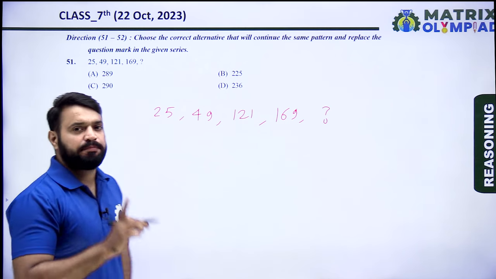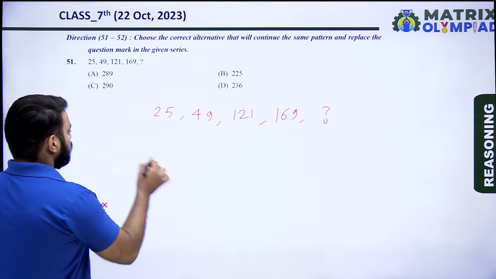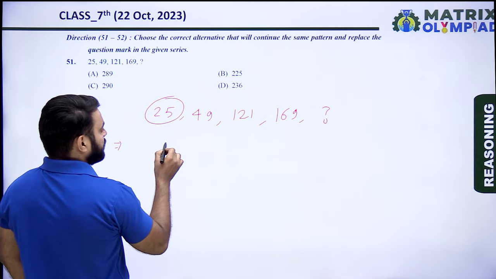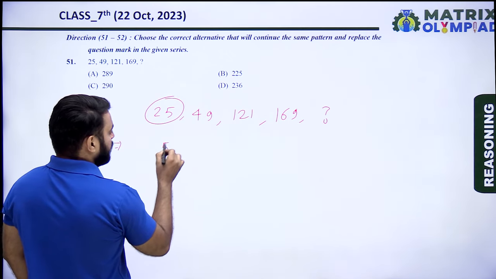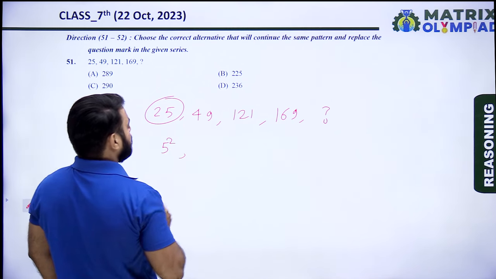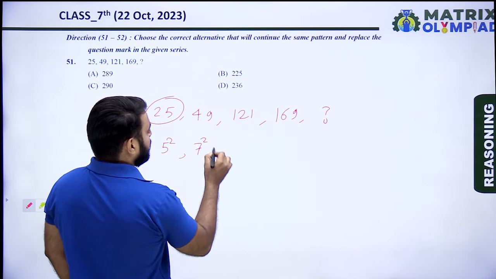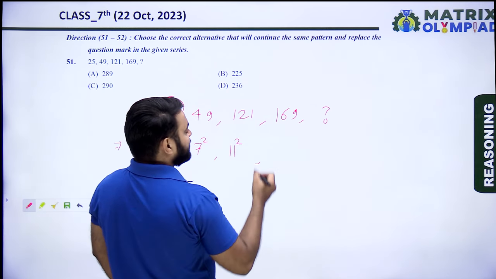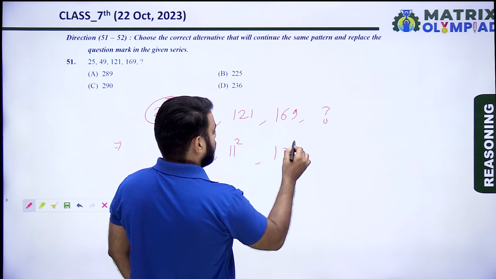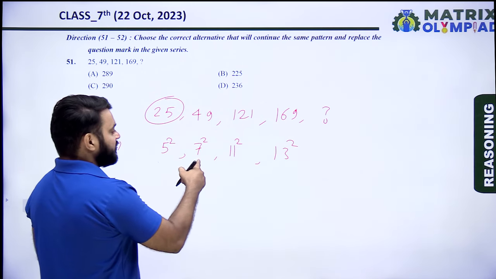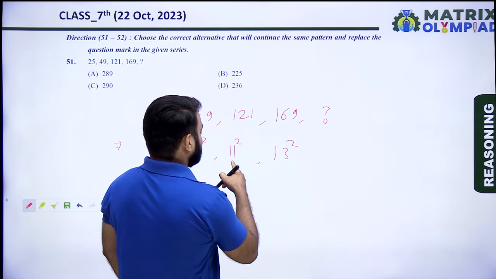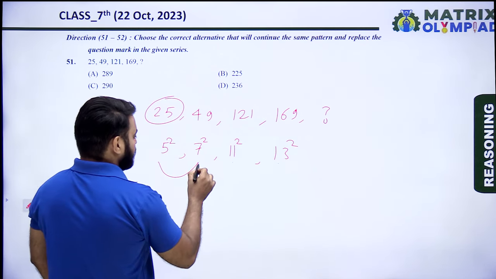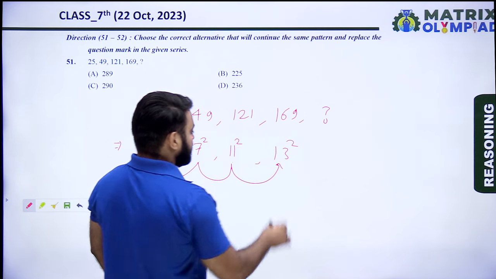First find the pattern of the question. What is the pattern? 25 means 5 square, 49 means 7 square, 121 means 11 square, 169 means 13 square. So 5 square, 7 square, 11 square, 13 square. This is the square of consecutive prime numbers.